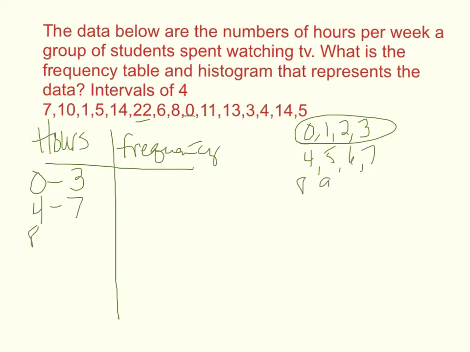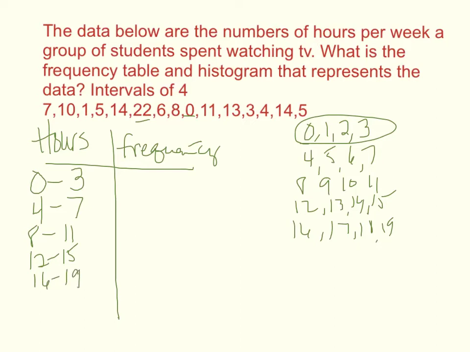So 8, 9, 10, 11. And then 12, 13, 14, 15, 16, 17, 18, 19, 20, 21, 22, and 23. So that gives me all my numbers because my highest number was 22.